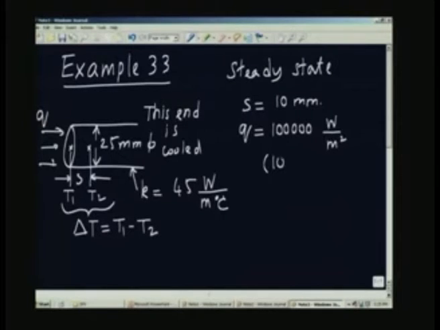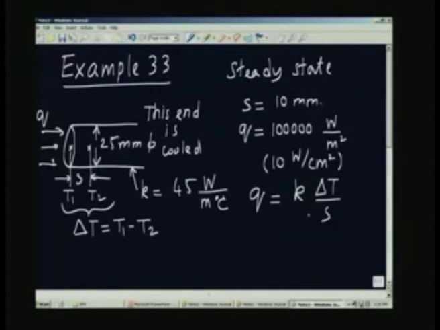This works out to about 10 watts per centimeter squared, because 10,000 watts per square meter is equal to 1 watt per centimeter squared. So, I am talking about a fairly high value for the heat transfer rate, or the heat flux. So, I can find out what delta T I am going to get by using the simple formula Q is equal to K delta T by S.